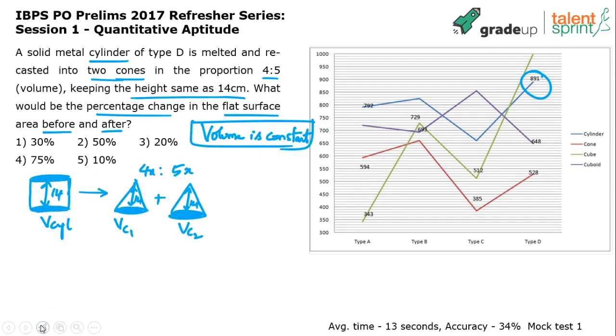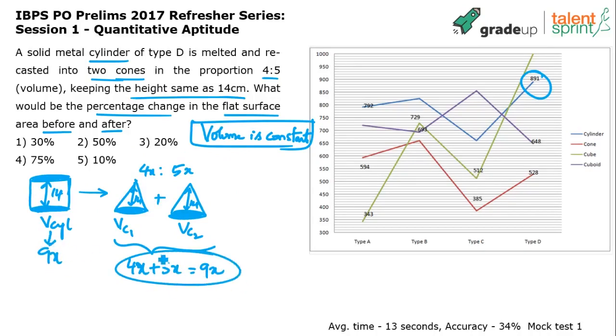Volume remains constant. Now, if the volume of cone 1 is 4x, constant meaning what? The total initial volume will be equal to the total final volume. So what is the total final volume? Total final volume is 4x plus 5x, which is equal to 9x. That should be the initial volume, 9x. Yes or no? Because if the total final volume is 9x, total initial volume also should be 9x, right?